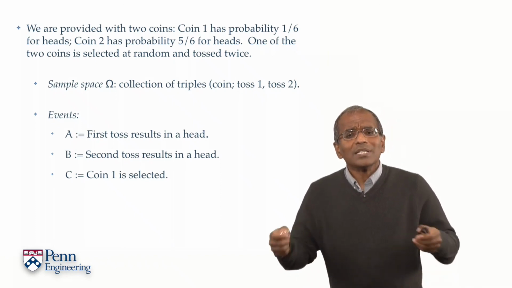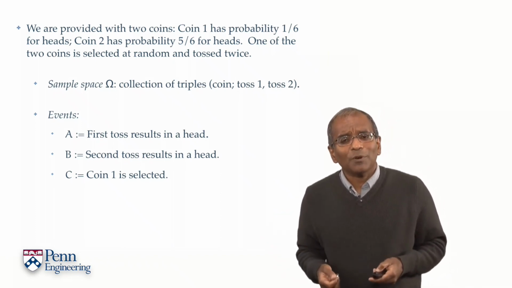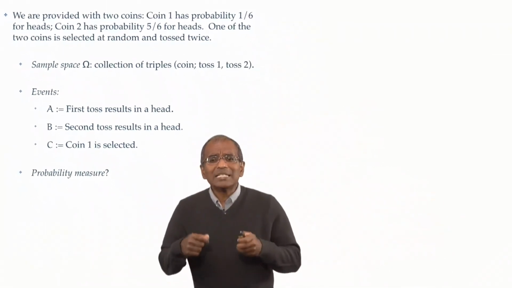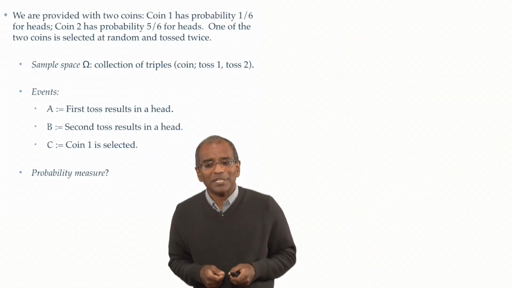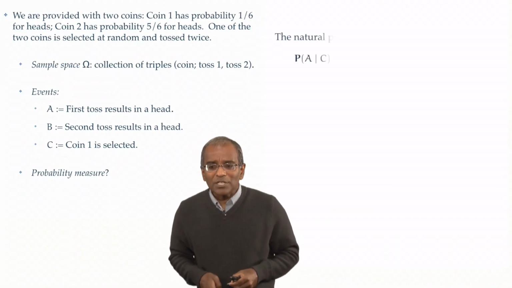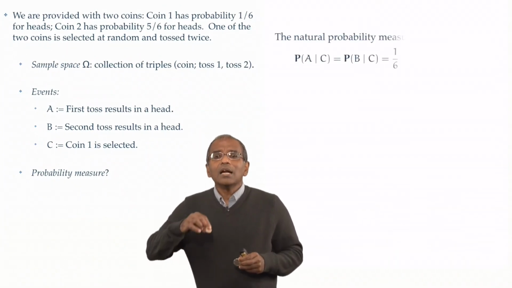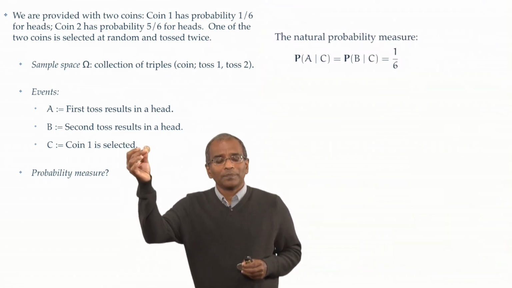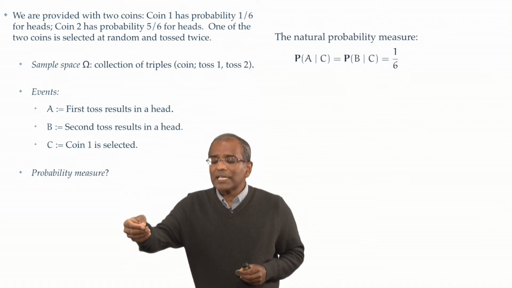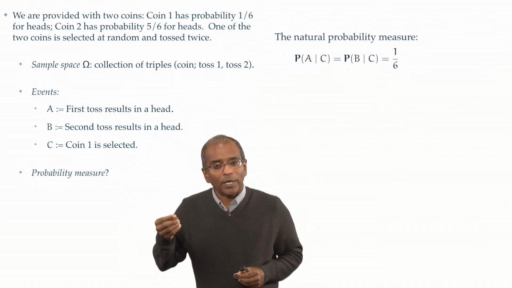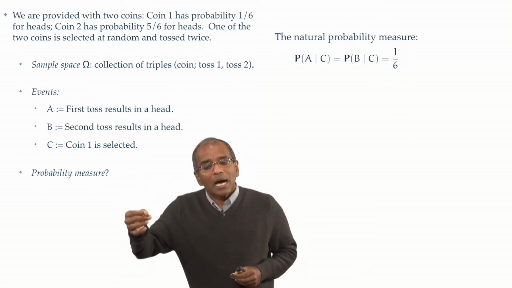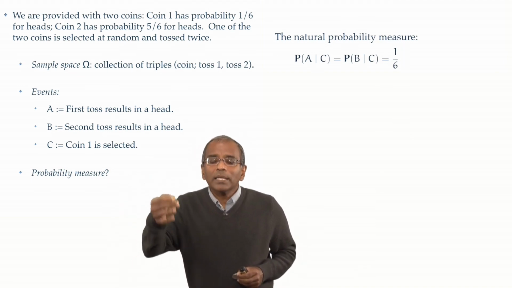Now, what is an appropriate probability measure for this problem? I'm going to pose it for you that there is indeed a natural probability measure. And that measure says that conditioned on the choice of the coin, if I chose the first coin, then the chance of getting a head on that toss of that coin is 1 in 6. And this chance is unaffected by the number of tosses.